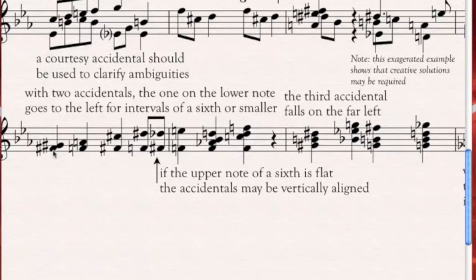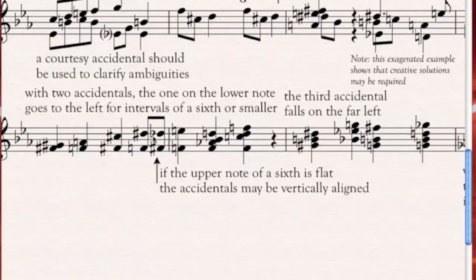So here you have the interval of a second. And here's a third, and you'll see that the lower accidental always goes to the left. And here's a fifth, here's a sixth, here's a seventh. And so at a seventh, the accidentals are aligned. Here you have a sixth, but the upper note of a sixth is a flat. The accidentals may be vertically aligned.